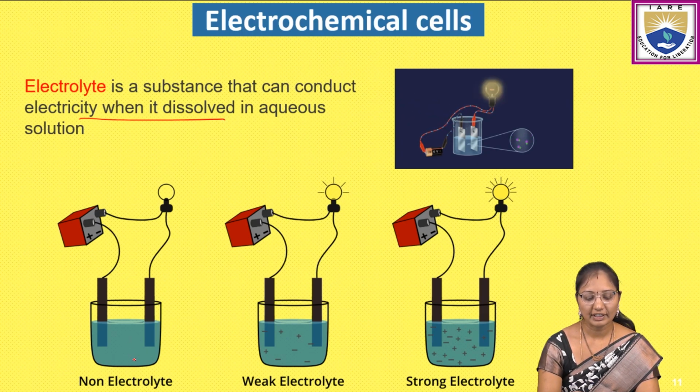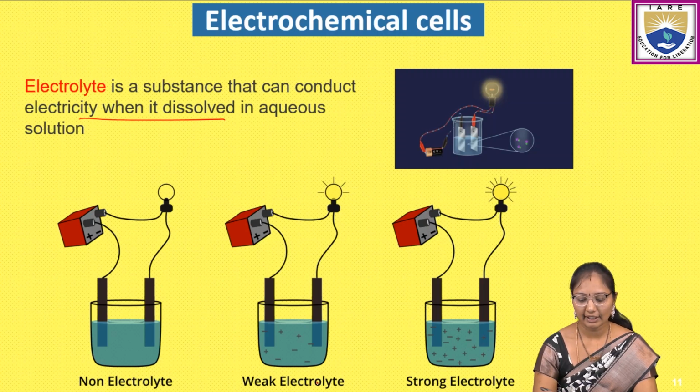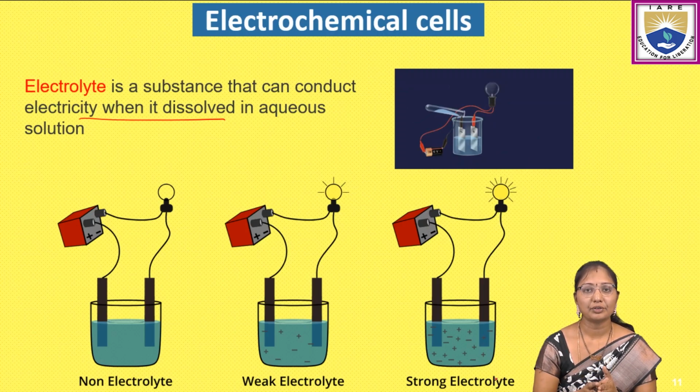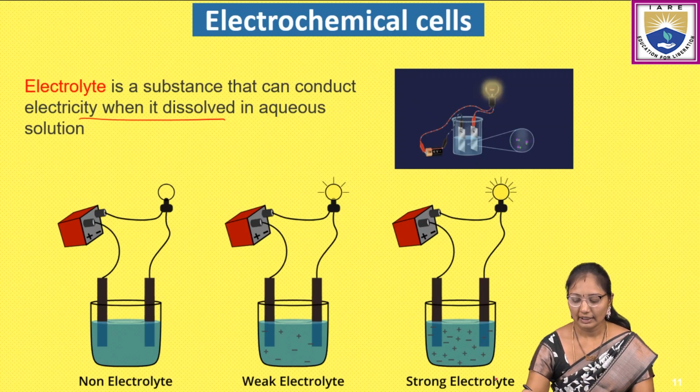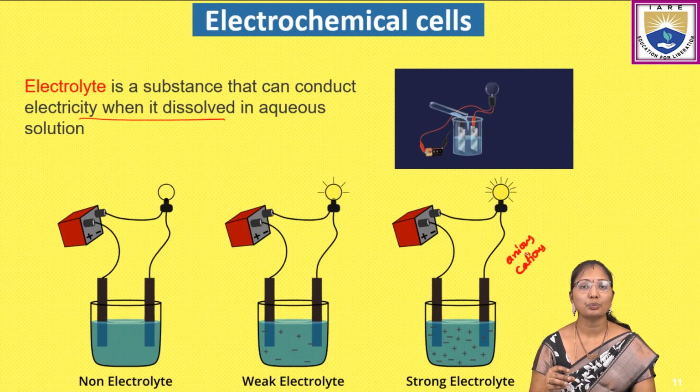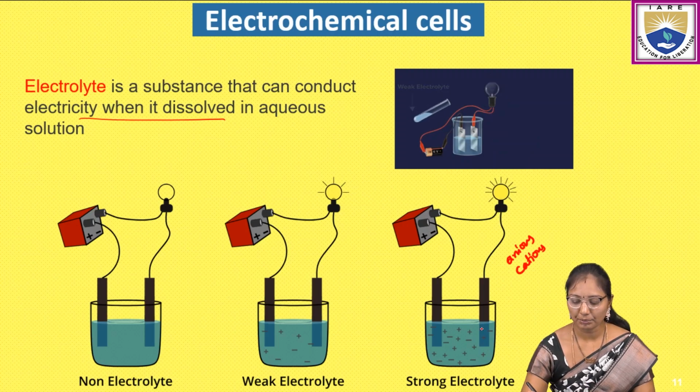There are three types of electrolytes: non-electrolyte, weak electrolyte, and strong electrolyte. An electrolyte should be able to produce anions and cations. These are responsible for the conductance of electricity in solutions, so plus and minus ions should be there.